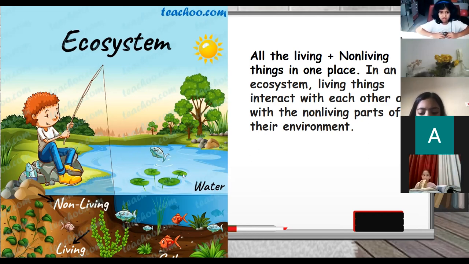This ecosystem, do you know what ecosystem we call? This ecosystem is on the pond. This is a pond. And the ecosystem of the pond is when the boy eats the fish, and the fish eats from the plant down there.